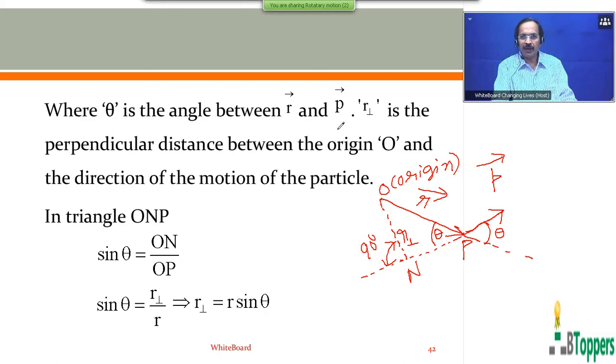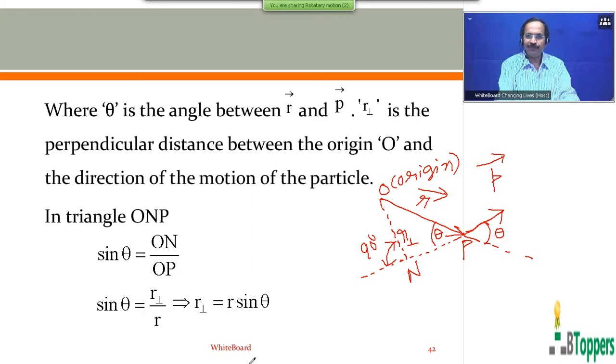Where theta is the angle between R bar and P bar. R perpendicular is the perpendicular distance between the origin and the direction of the motion of the particle. As I discussed, I have already shown the working. The same figure I have shown again. In case you have already copied the figure, it's not necessary to copy it again. In case you have not copied earlier, you can copy the figure now.